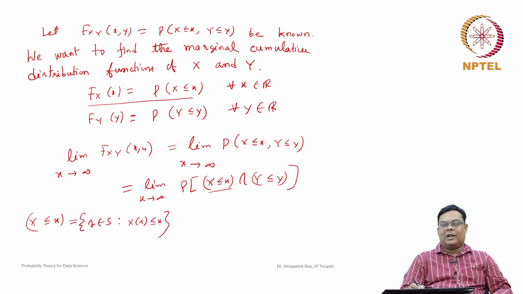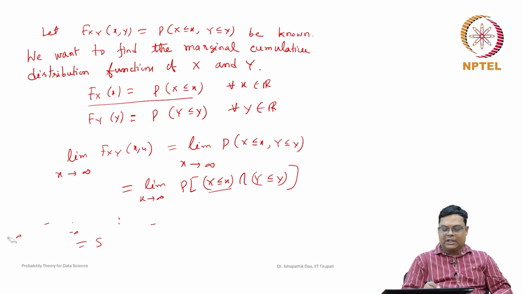Whenever small x becomes large and larger, this will satisfy this relationship. So, whenever you take the limit x goes to infinity, then this set becomes S. This is just to build intuition and understand it. So, we understand that whenever x goes to infinity, this event is actually nothing but S.